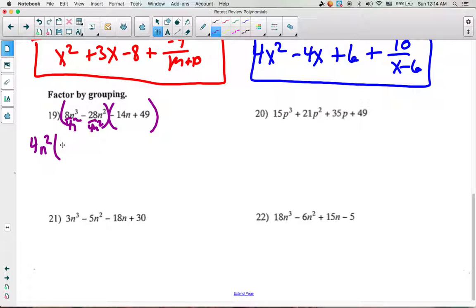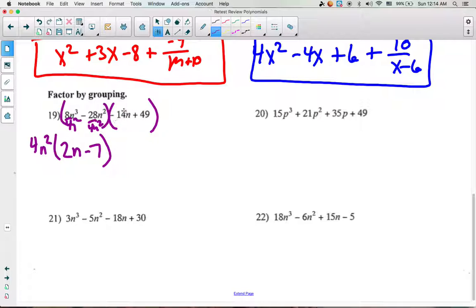So 8 divided by 4 is 2. n cubed divided by n squared is n. Negative 28 divided by 4 is negative 7. And then n squared divided by n squared would be 1, so it goes away. And then we'll go to the next group and look for the GCF.